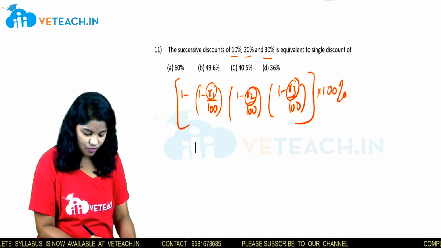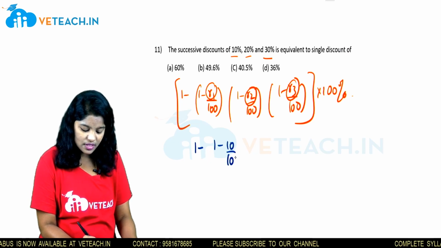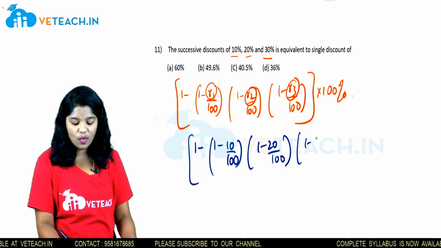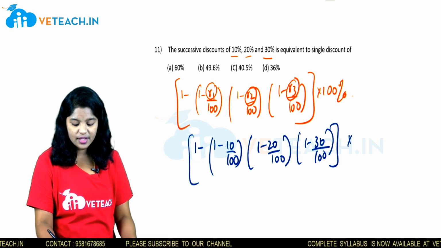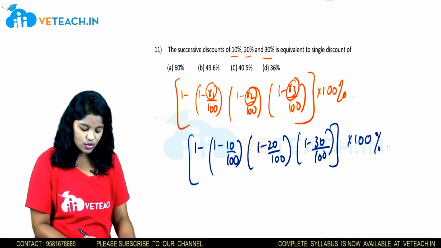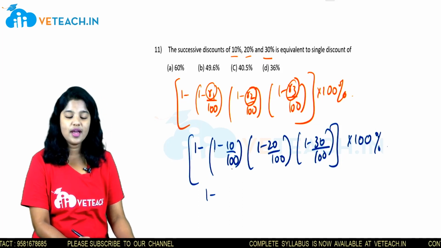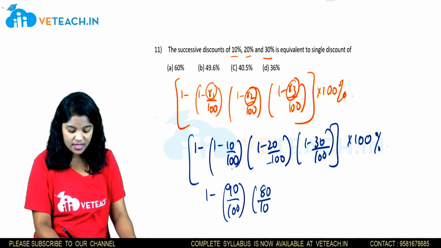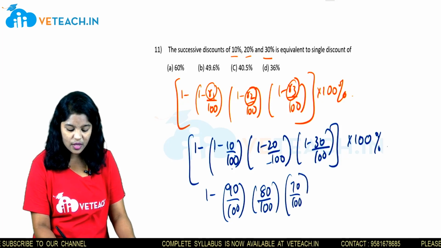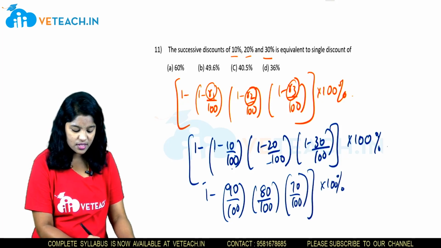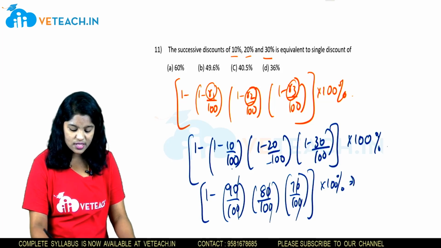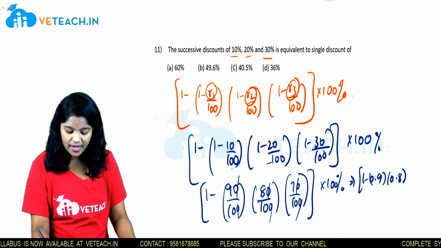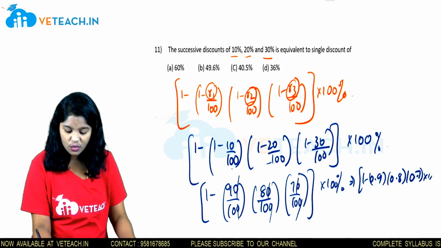So we will get 1 minus of 10 by 100 into 1 minus 20 by 100 into 1 minus 30 by 100 into 100%. So that is equal to 1 minus 100 minus 10 by 100, so 90 by 100. Similarly 100 minus 20 by 100, 80 by 100, and 70 by 100 into 100%. So the zeros get cancelled. So this is equal to 1 minus 0.9 into 0.8 into 0.7 into 100.